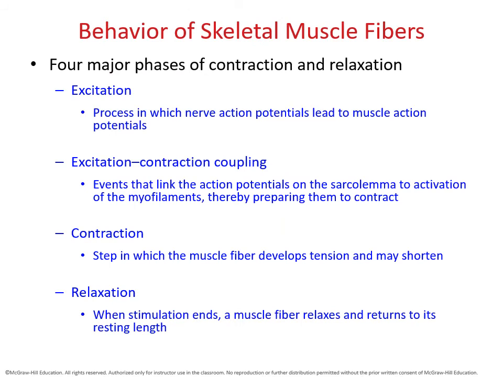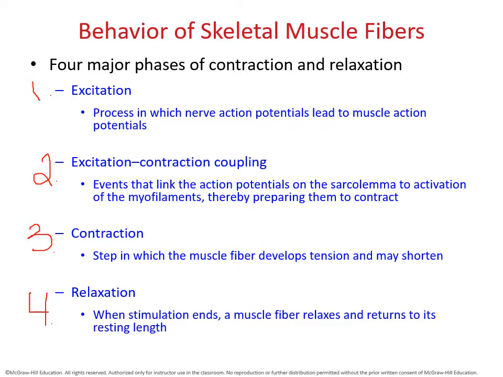All right, so let's talk about the 4 phases that are needed for your skeletal muscles to contract and to relax. And this, of course, is going to involve full cooperation of your nervous system. So the 4 steps are going to be excitation, excitation-contraction coupling, contraction, so this is when your muscle actually responds to it, and then, of course, all good things must come to an end, relaxation.